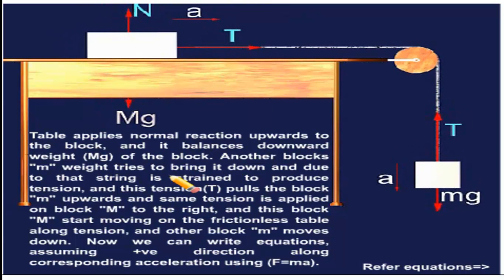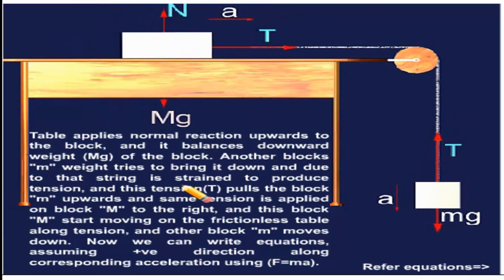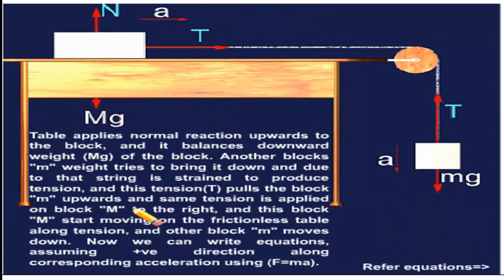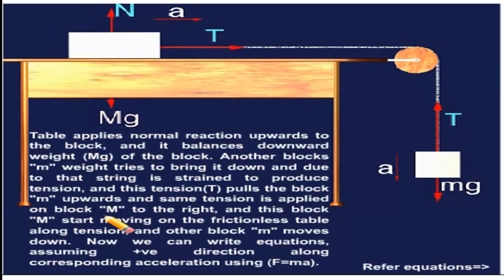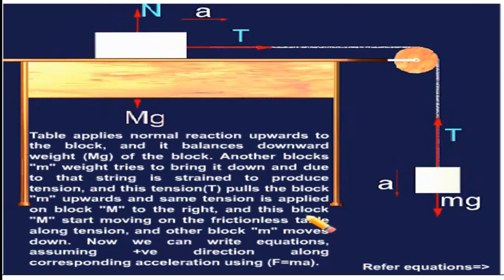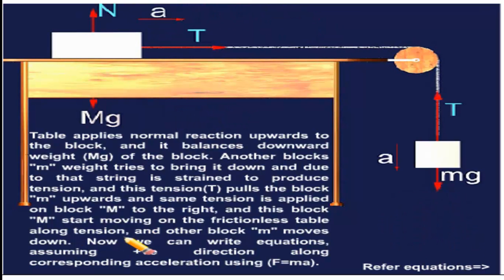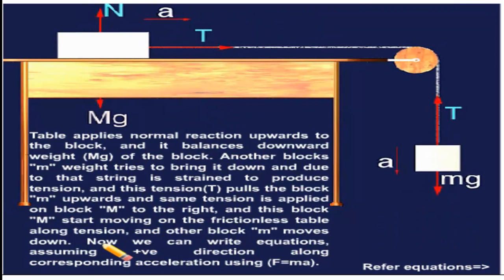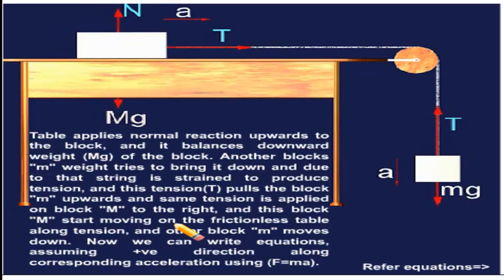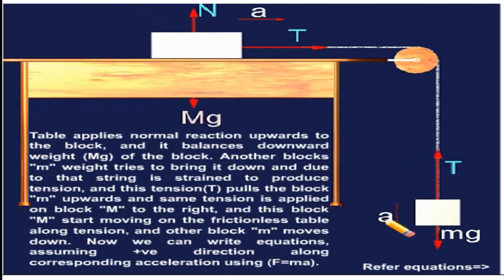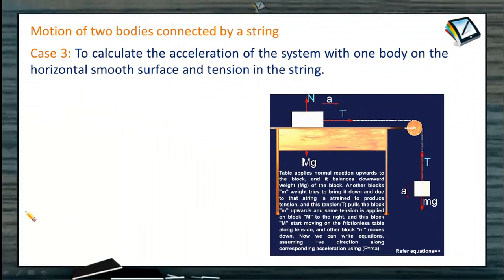Another block, small m, tries to come down, and due to the string strain it produces tension, which pulls the block m upward. The same tension is applied on block M to the right, and this block capital M starts moving on the frictionless table along the tension. Another block, small m, moves down. Let us analyze and write the equations taking the direction of motion as positive. So now I'll work out the equations. Picture what you have seen just now.